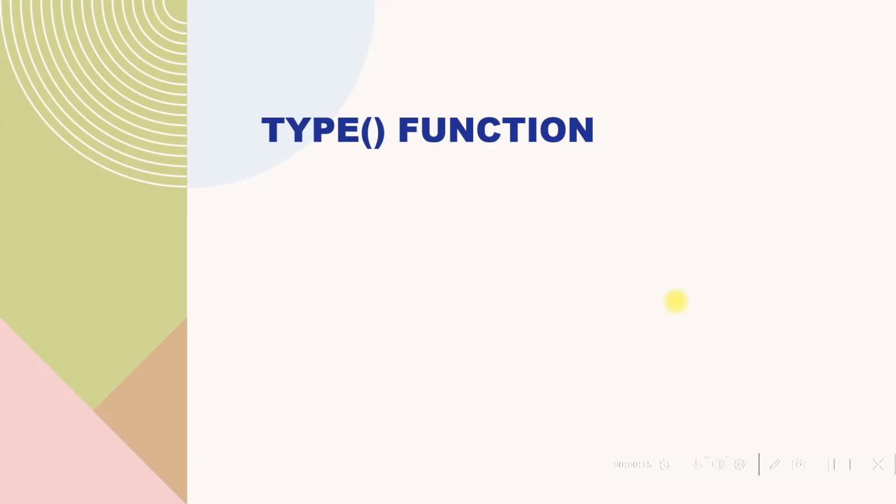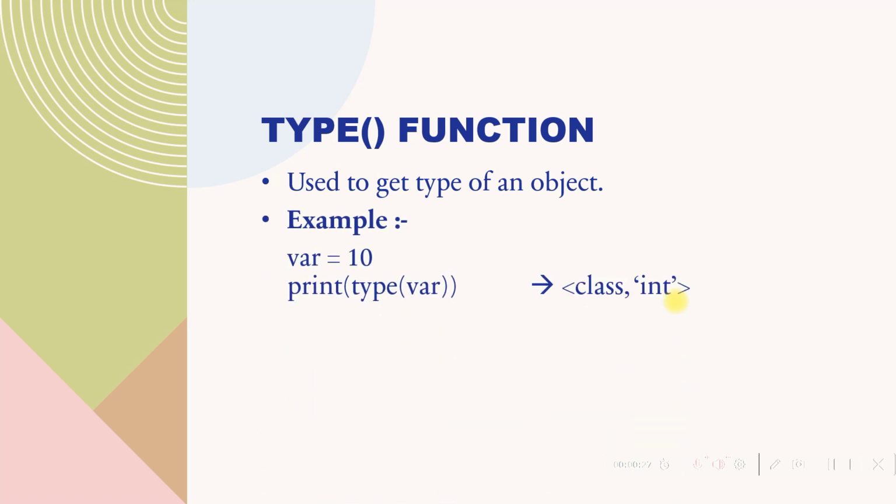So the first function is the type function. This function is used to get the type of an object. So how is it used? Let's see some examples. The first example is var equals 10, and then in the type function I'm passing this var as a parameter, and this whole thing is passed inside the print function. So what output will we get? We will get the output as class integer.